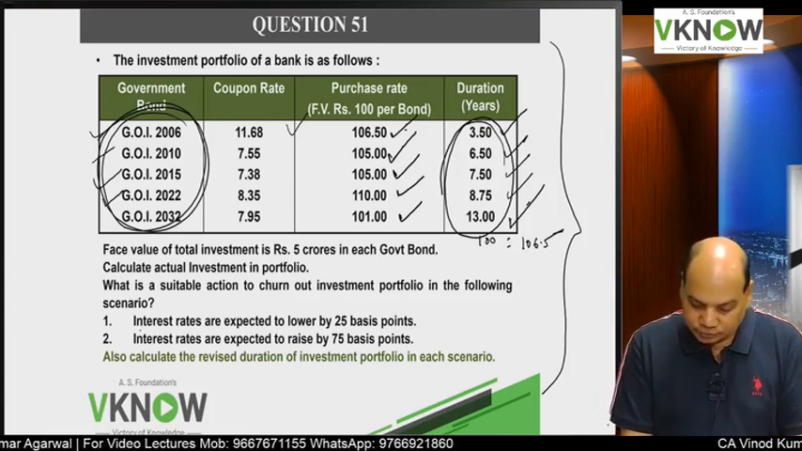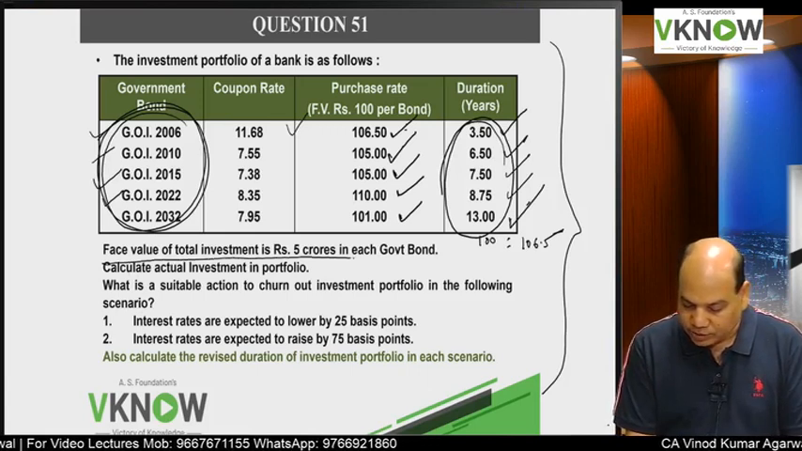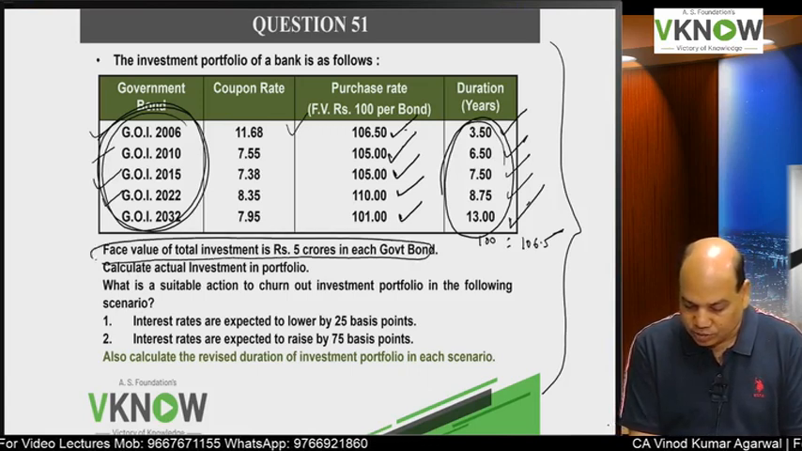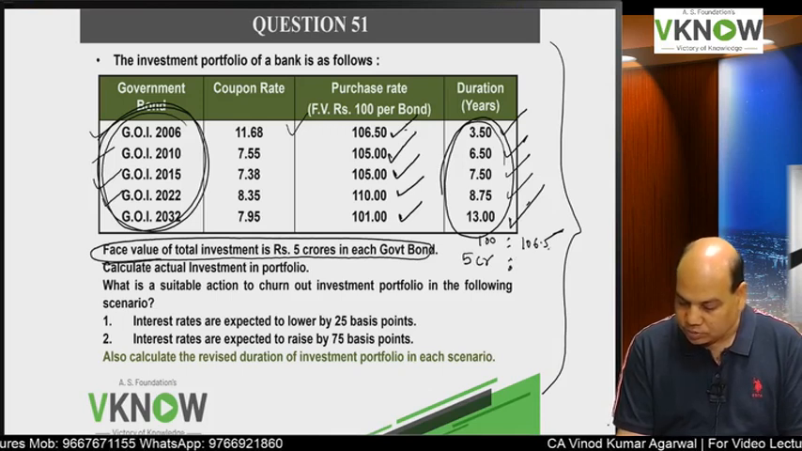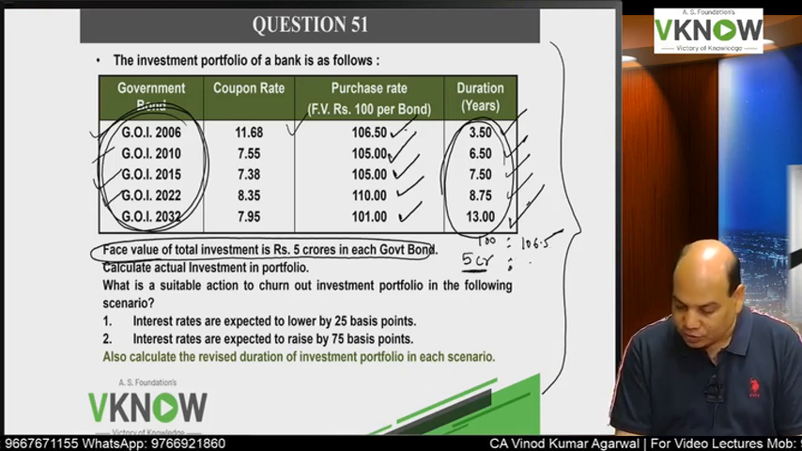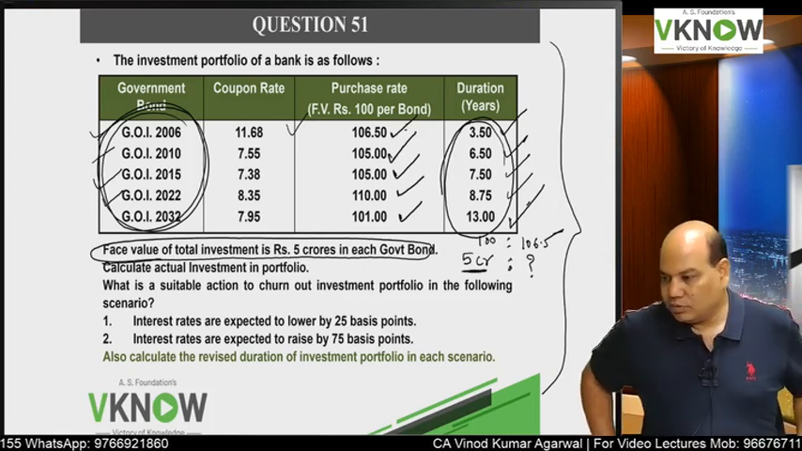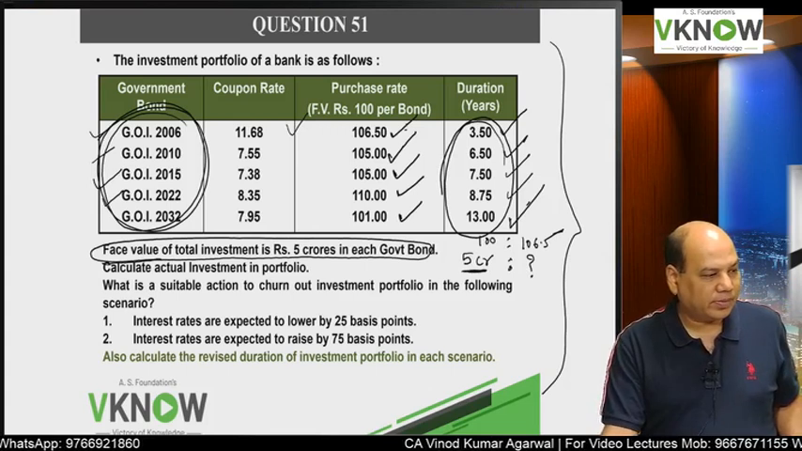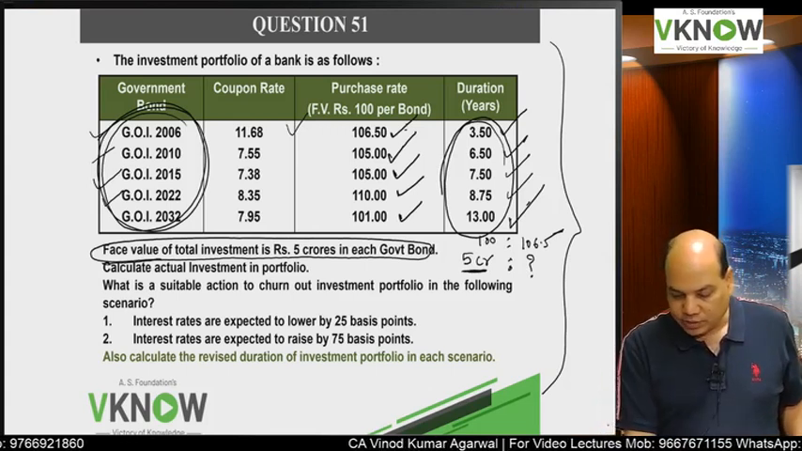Now below, face value of total investment is 5 crore in each bond. So face value is 5 crore. If for 100 rupees face value, 106.50 is the cost, if 5 crore is the face value, what will be the cost? What will be the purchase price? So that is my first question.